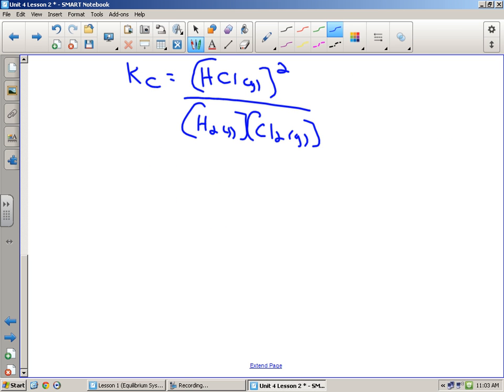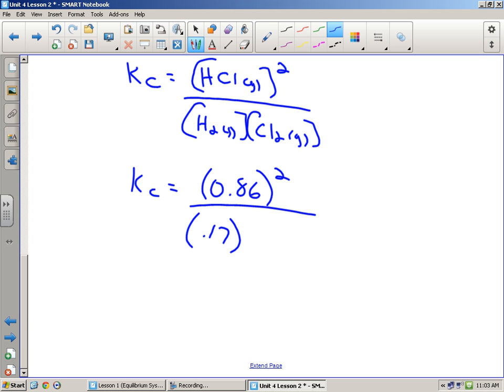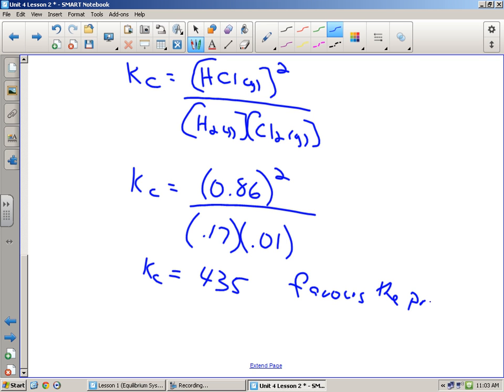So the Kc value, depending on that, is what? We got 0.86 squared over 0.17 and 0.01. And once again, be careful calculating all that out using brackets, etc. You get about 435, and of course this will favor the product. Favors the product.